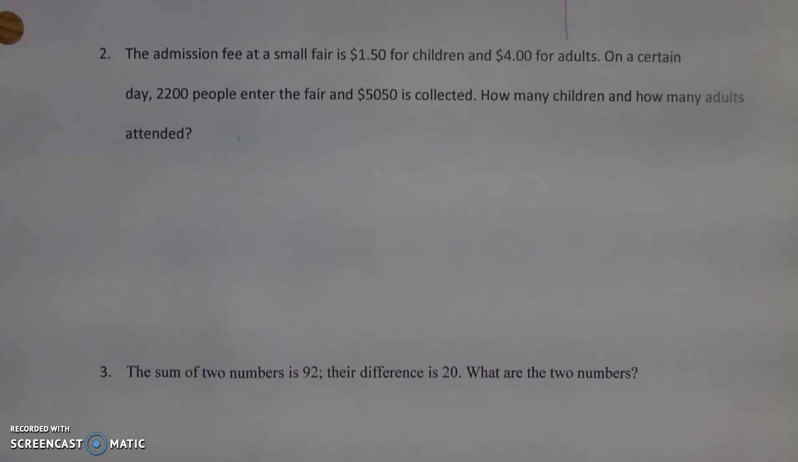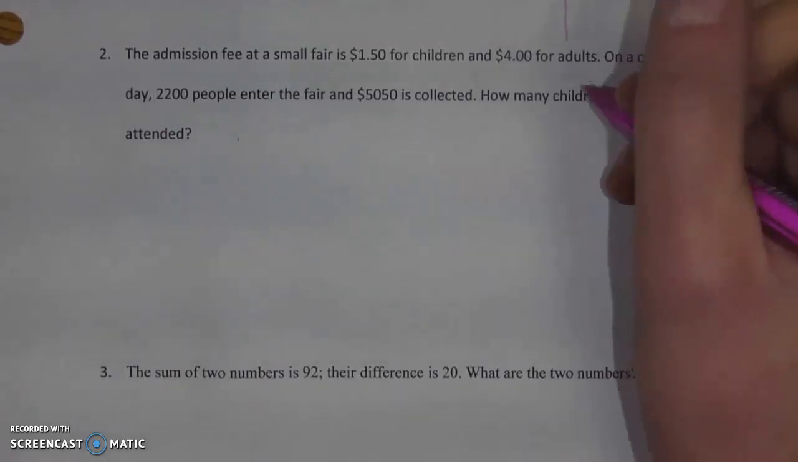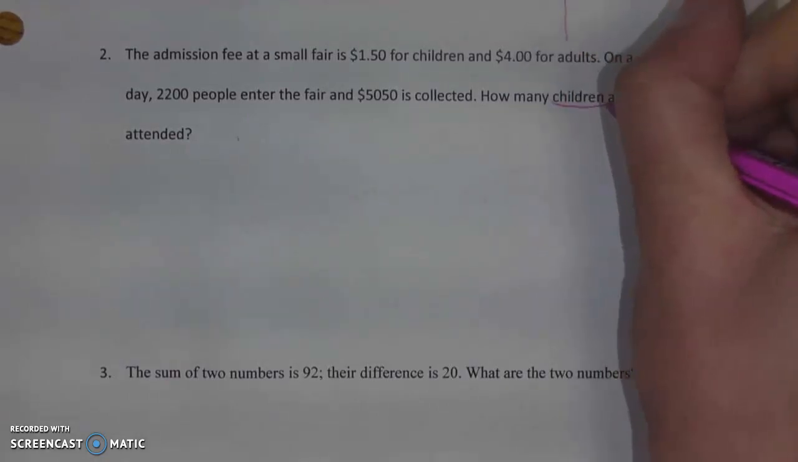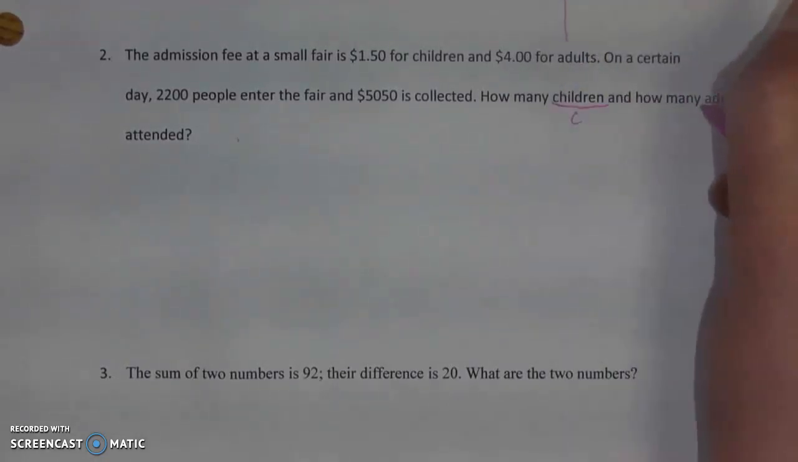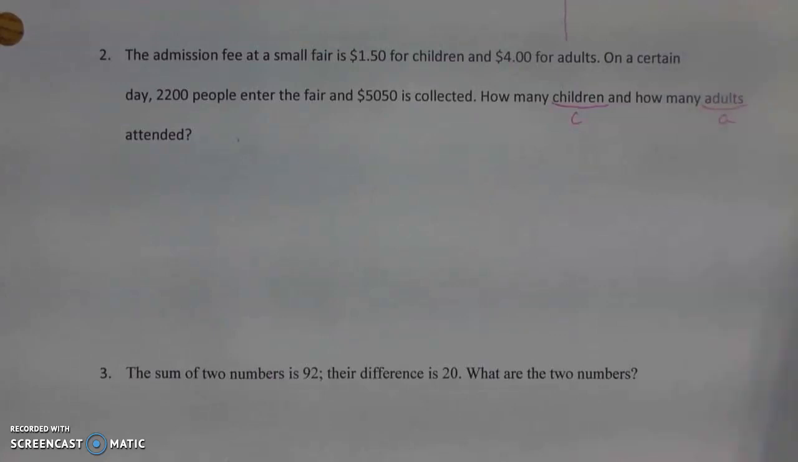We know that the admission fee at a small fair is $1.50 for children and $4 for adults. On a certain day, 2,200 people entered the fair and $5,050 was collected. How many children and how many adults attended? Now keep in mind the question often describes the variables. I want to know the number of children, which we can call C, and the number of adults, which we can call A, that came into the fair.